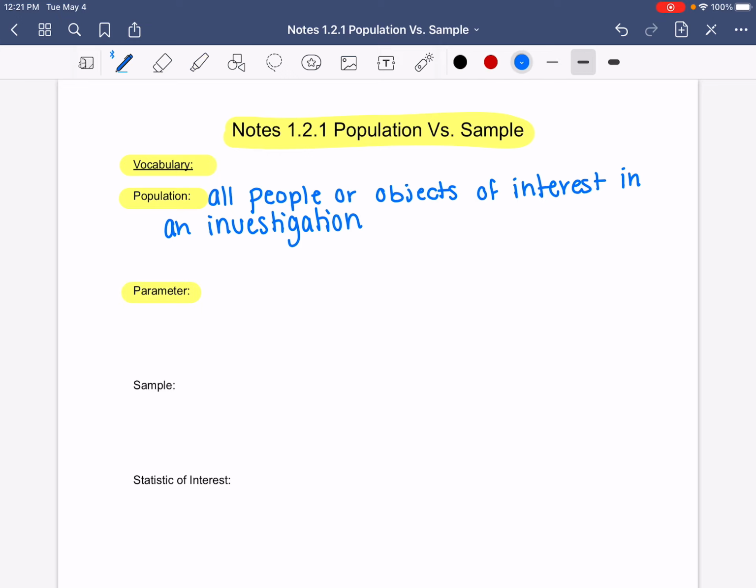Then we have parameter. Parameter is just your numerical value that represents your population data. It could be a proportion, a mean, a variance, standard deviation, all those different things. So it's just a numerical value representing the population.